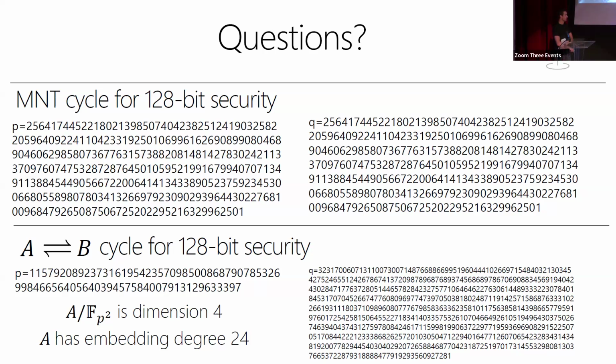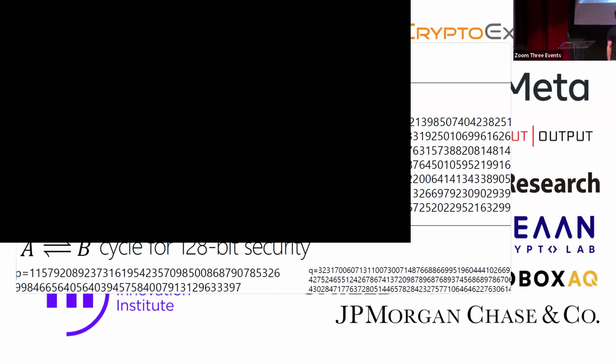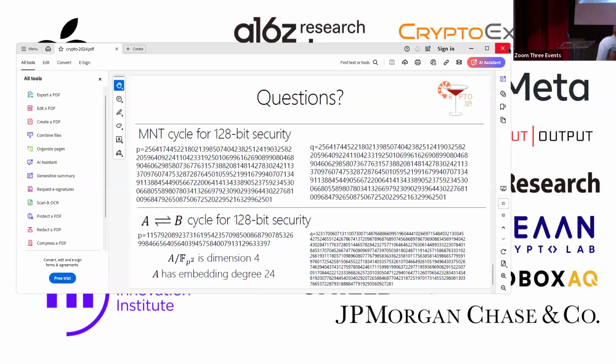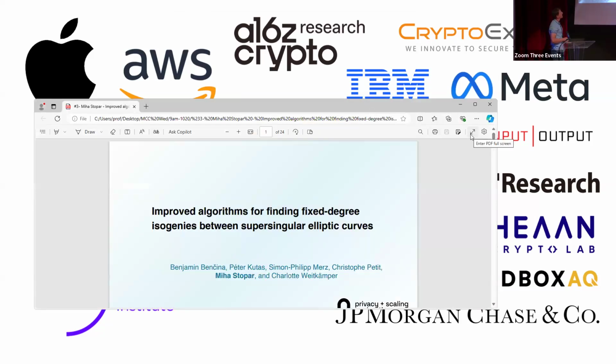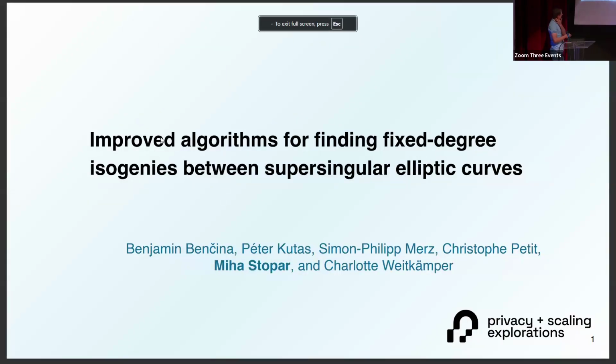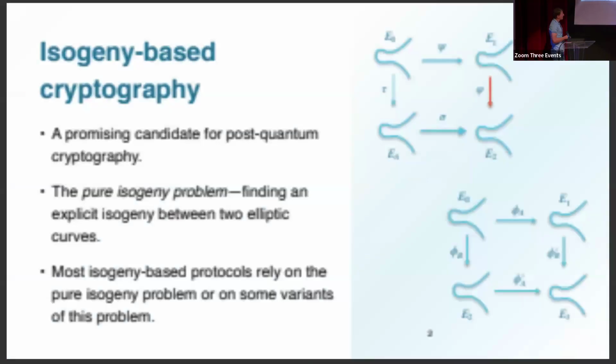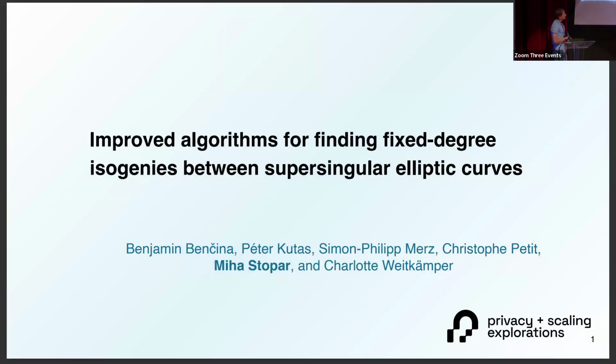So yeah. Okay, thank you very much. Let's thank the speaker again. And we are ready for the last talk of this session. So Mija is going to talk about improved algorithms for finding fixed degree isogenies between supersingular elliptic curves. Mija, please go ahead.